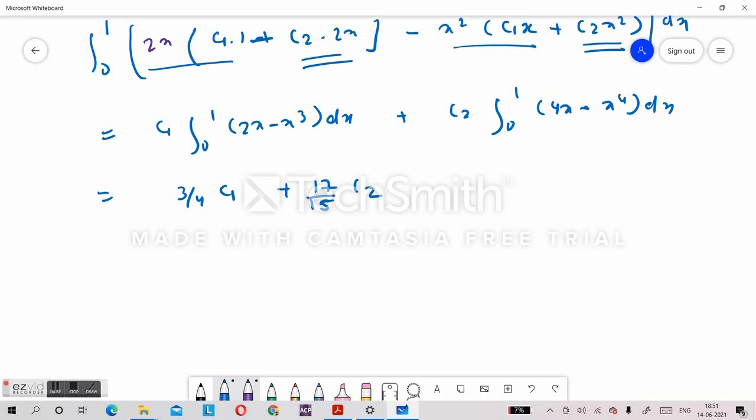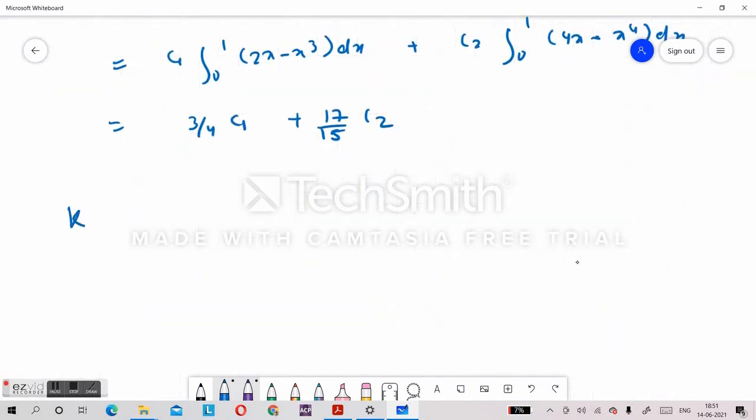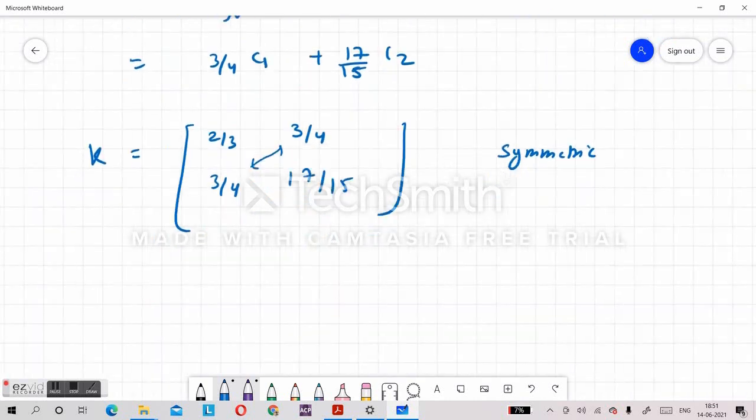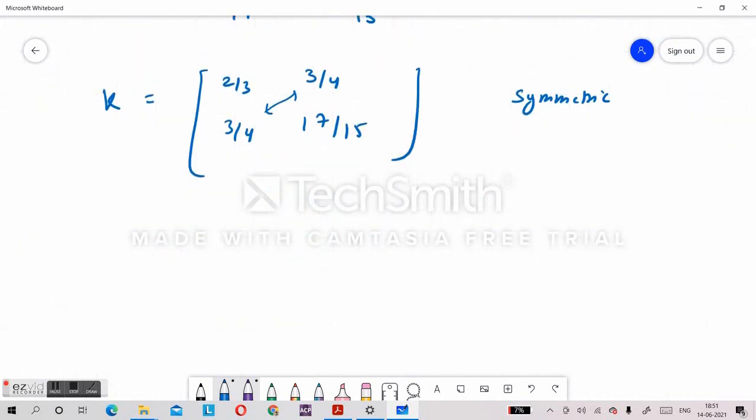Okay, so we got the k matrix. The k matrix comes out to be 2/3, 3/4, 3/4 and 17/15. This is always symmetric, meaning these off-diagonal elements will be the same. Finally, we have solved the bilinear term.